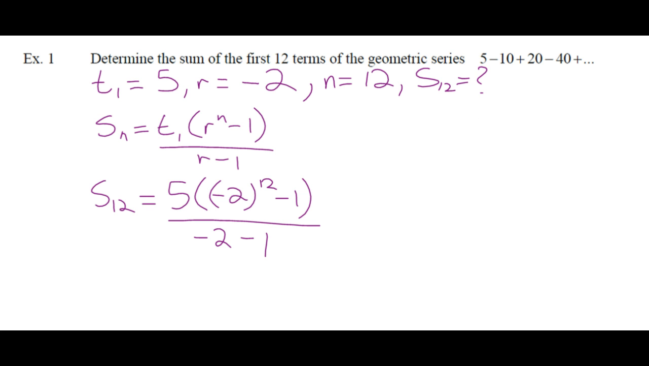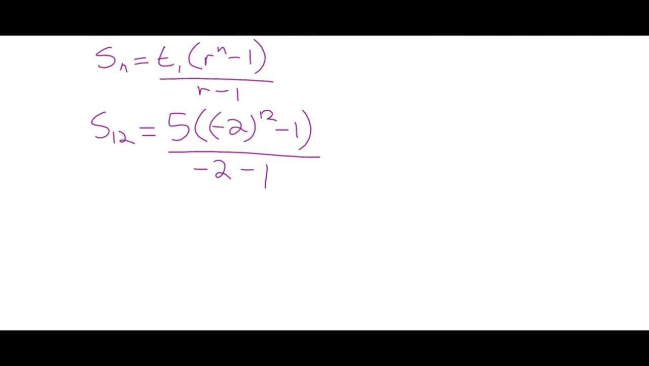Anyways, if you're doing this in your calculator, don't put a negative in. Just say, I know that's going to be a positive, so why not just do 2 to the 12th? All right, so we can work this out. 5 times, 2 to the 12th is 4,096, minus 1, over -3, which is whatever it is. It's like 4,553. What's it work out to?